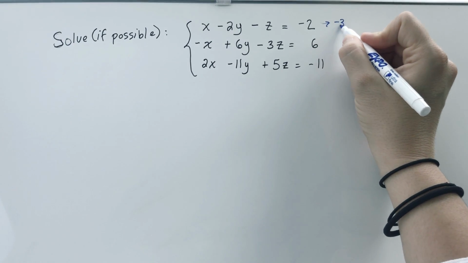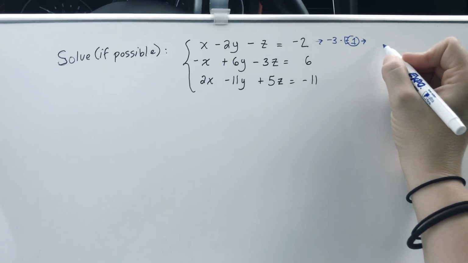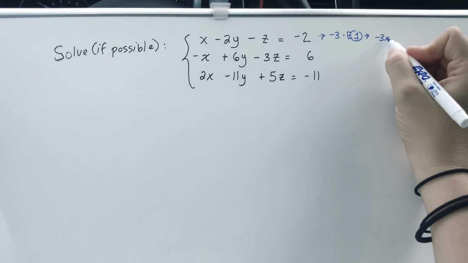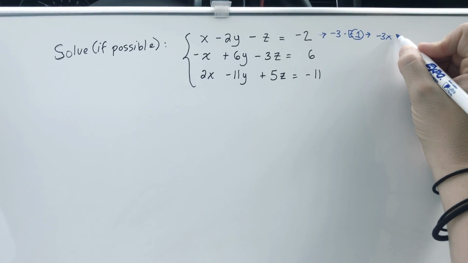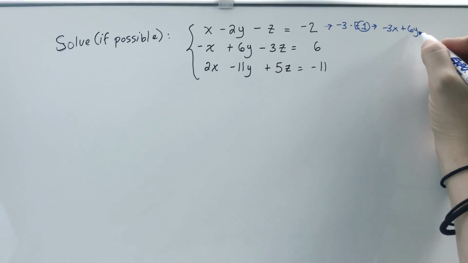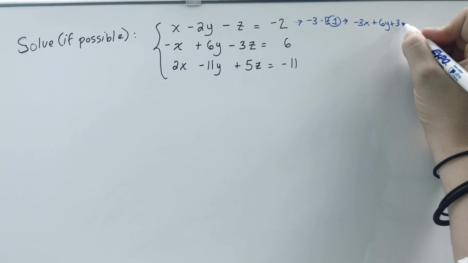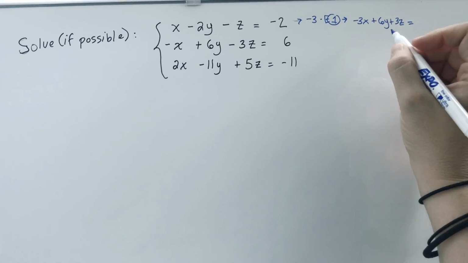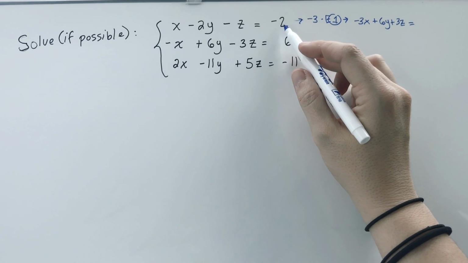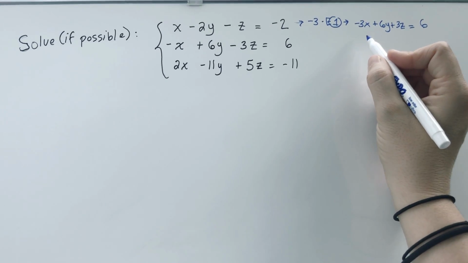So if I do negative 3 times equation 1, this would become negative 3x, positive, because a negative times a negative is a positive, 6y, and then a negative 3 times a negative 1 is a positive 3z, and again a negative 3 times that negative 2 is a positive 6. Okay, so that's my new equation there.